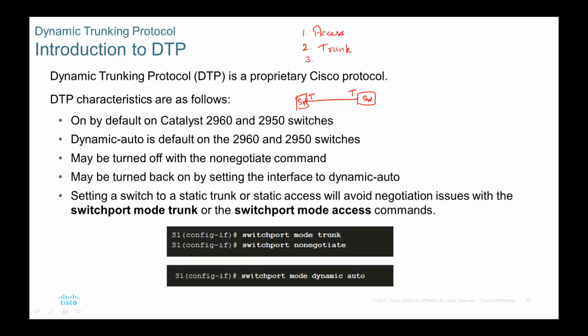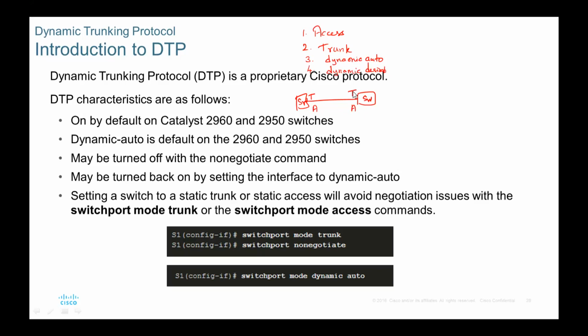One is called as the dynamic auto. If this is configured, then if one side is trunk, the other side also will be trunk. So if the one side is access, the next side also will be access. Okay. The next type is dynamic desirable. So this is the next option which is available, dynamic desirable.